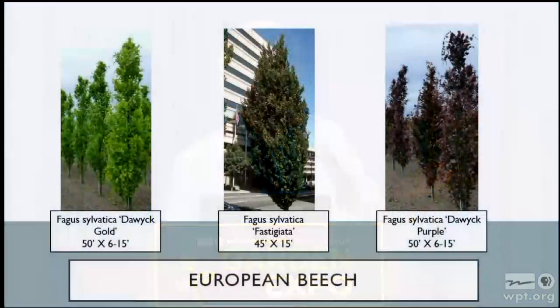So there's gold at 15 feet wide. All these are roughly, the dark purple on the end, they give you a range of 6 to 15. It really can vary per plant and per site conditions as to the width. So if they've got plenty of room to grow and great soil, they're going to spread out a little bit.